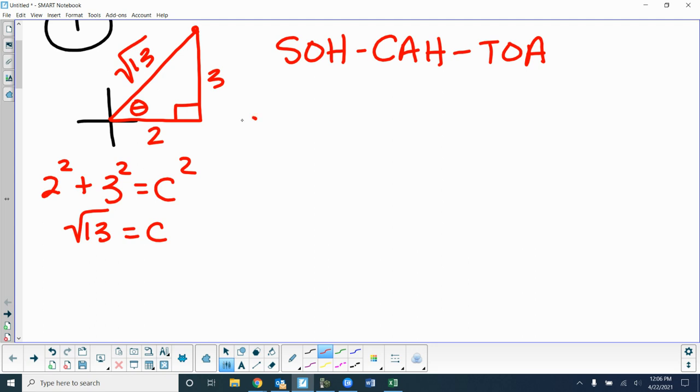All right, so sine of theta is opposite 3 over hypotenuse square root of 13. But what do we have to do to get full credit? Flip it. Get this square root out of the bottom, rationalize the denominator, right?